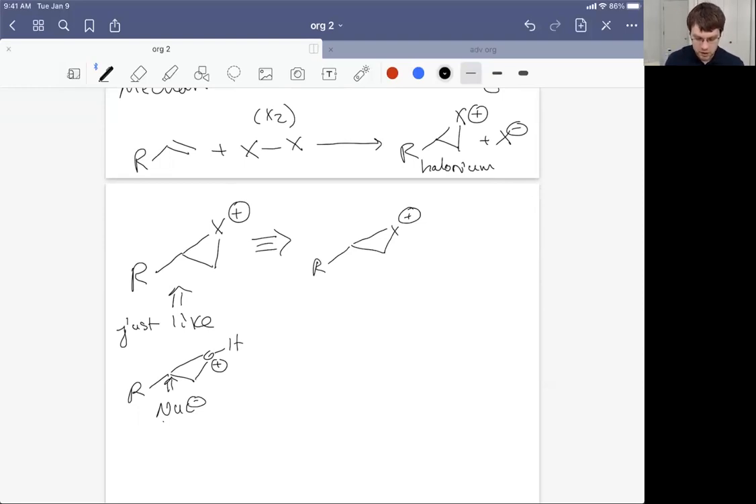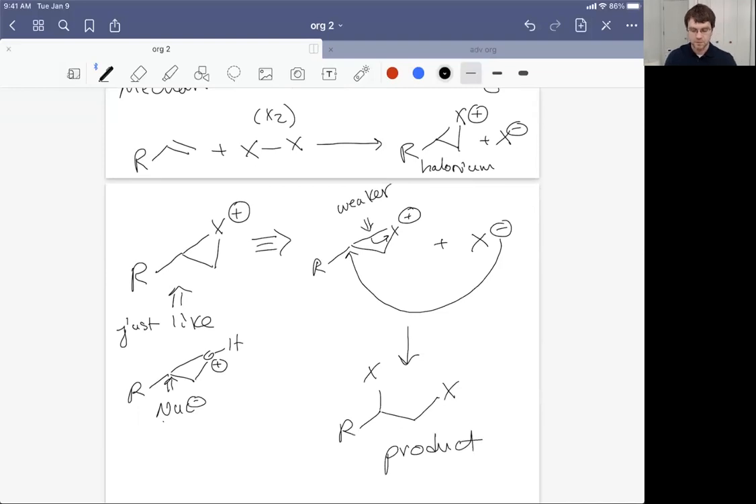It's the same structure, to show that the nucleophile will want to add to the more substituted position because this longer bond is weaker. This behaves exactly the same as a protonated epoxide, just that now we have X minus coming in, and X minus is going to serve as the nucleophile to do the ring-opening reaction. That's going to convert our halonium ion into a dihalide, which is the product.